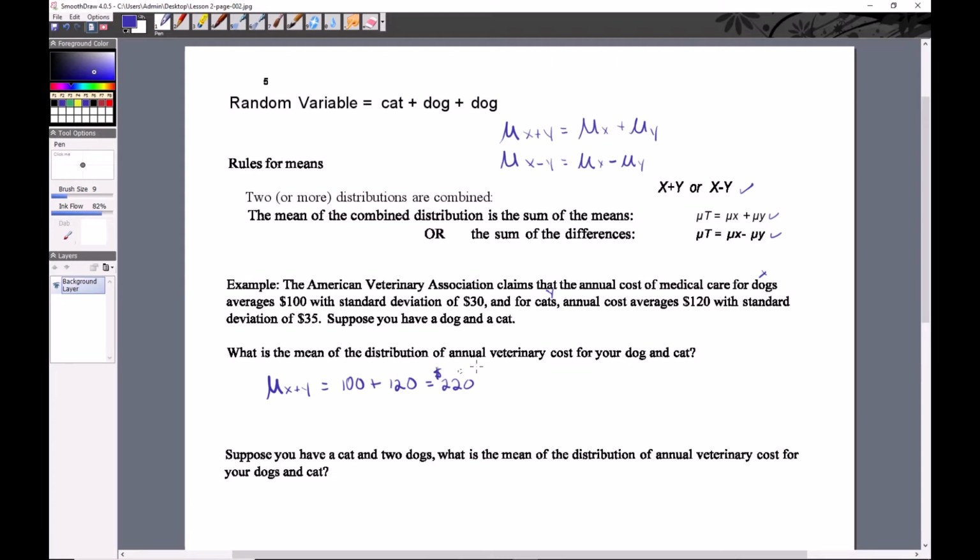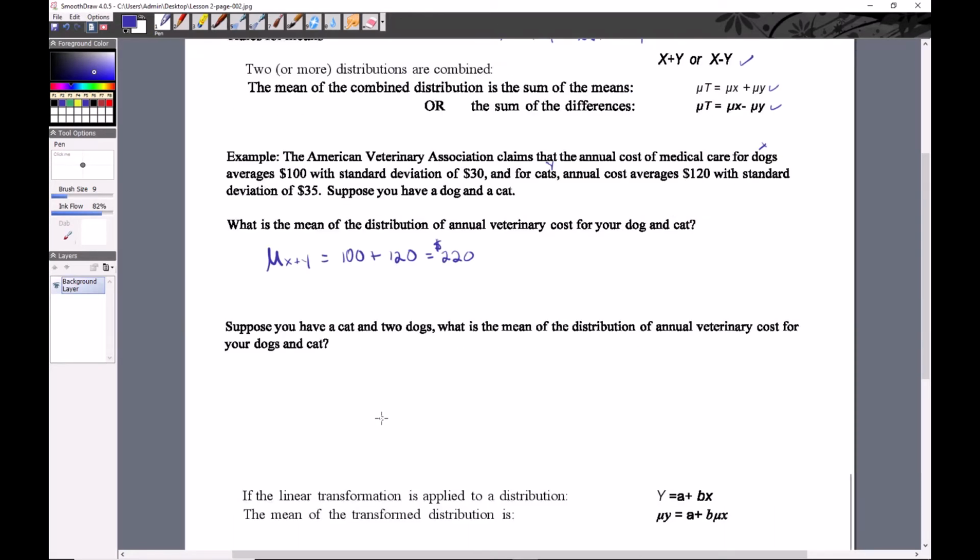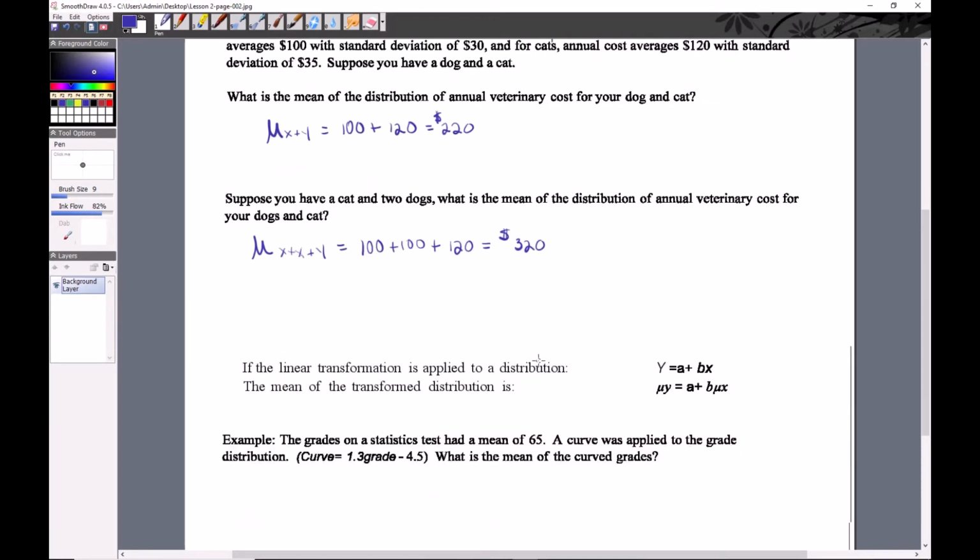Okay? So suppose you have a cat and two dogs. If we have a cat and two dogs, that's just going to expand out the combining. This is going to be mu, and what do we say? Two dogs, that'll be x plus x, and then a cat, that would be plus y. So that'll be 100 for the first dog and 100 for the second dog, plus 120 for the cat. That'll be $320 average for all three. So there you go. Combining means is super easy.